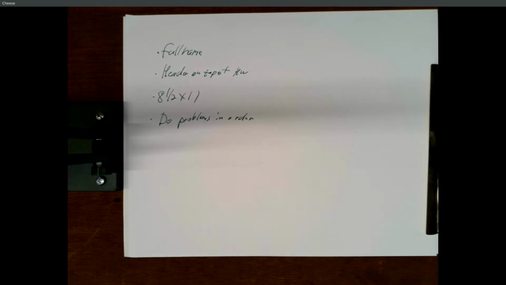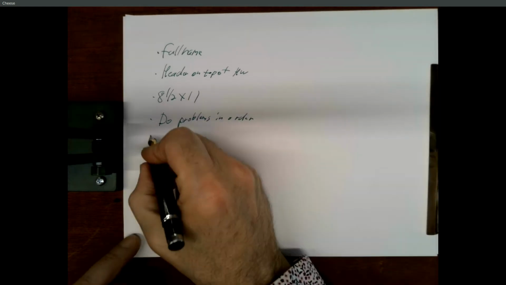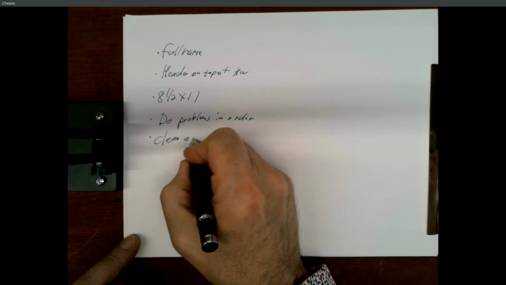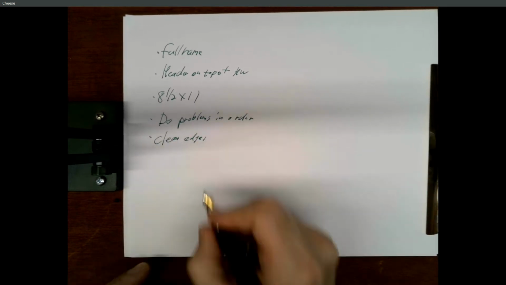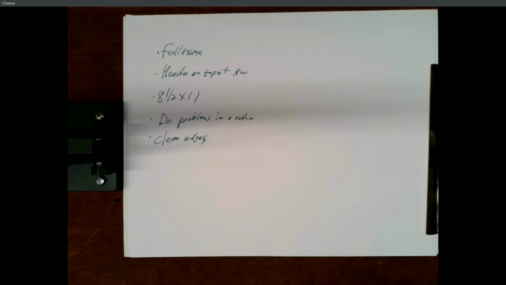But what you don't want to do is, you know, do question 4, do question 6, do questions from 3.5, do questions from 3.8, and then, oh yeah, and here's 4B from that first set. So just keep them in order in some reasonable way. Clean edges, almost everybody's got that, right, if you rip it out of a spiral notebook.